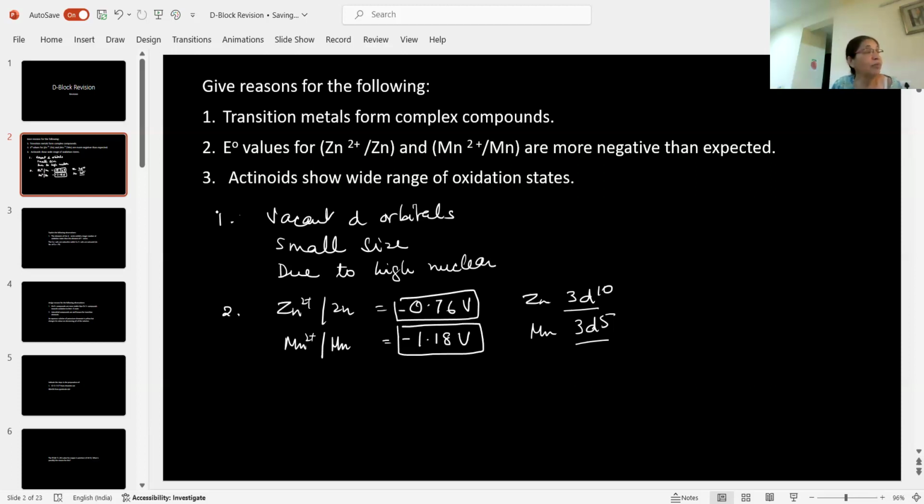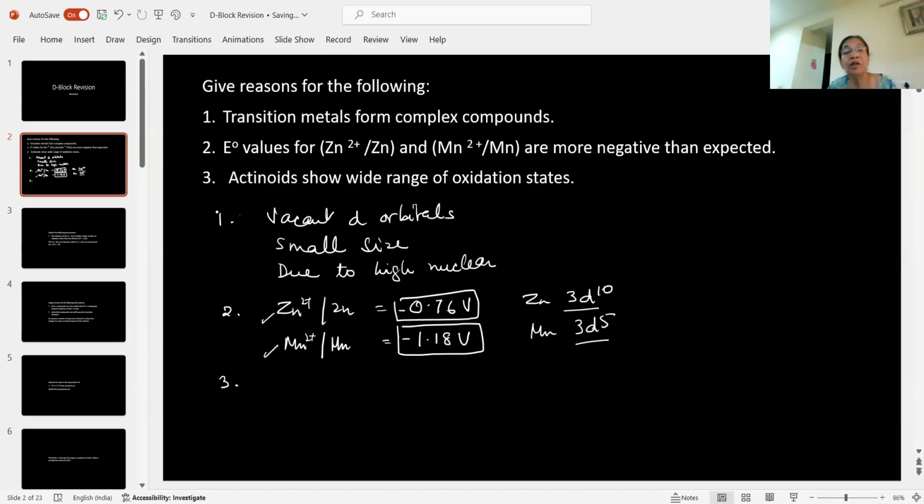Value of E becomes negative because you are removing an electron from a stable configuration. Here again, you should remember that whenever there is any question relating to zinc and manganese, the answer is always half-filled shells and fully-filled shells. So you should remember. If you don't remember anything, you should take a chance and write that.